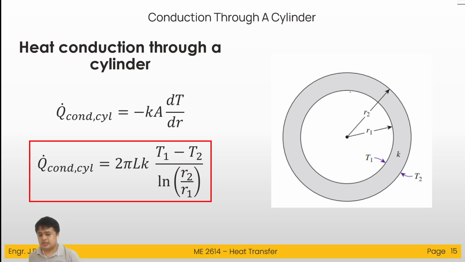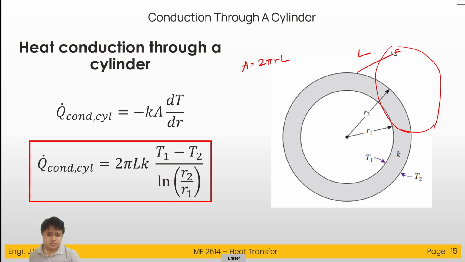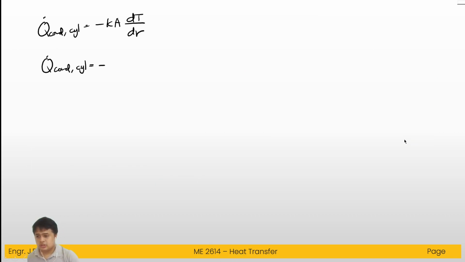The heat is transferring from the inside to the outside, so the area perpendicular to this, as we discussed before, is the lateral surface area of a cylinder. The area of the cylinder is 2 pi rL, or pi DL. This is three dimensions, so we have the length here. So we write negative k, then 2 pi rL, and then dT over dr.